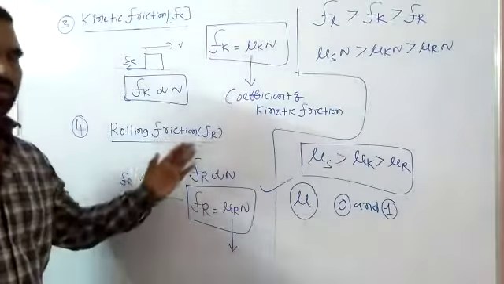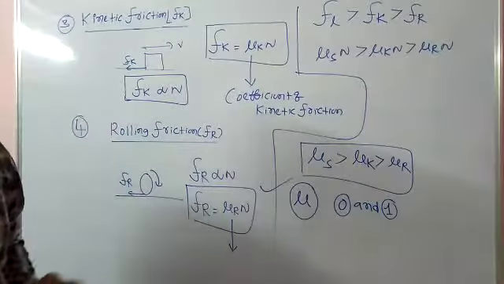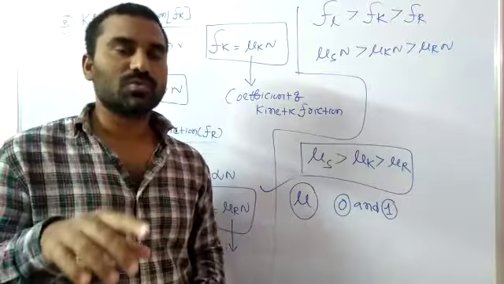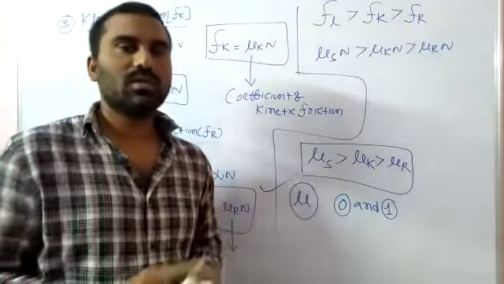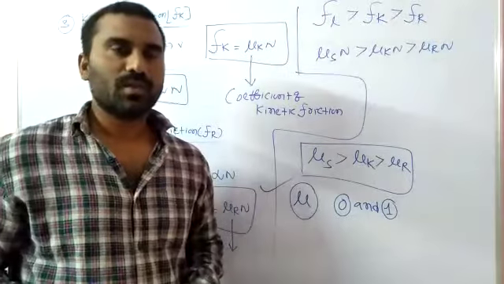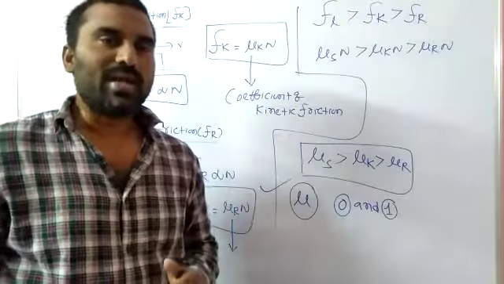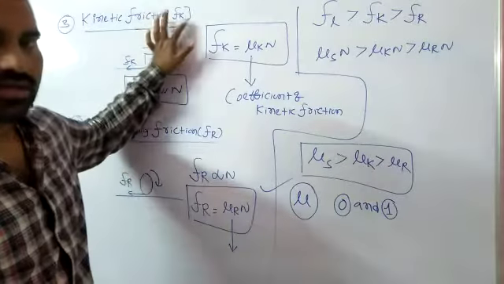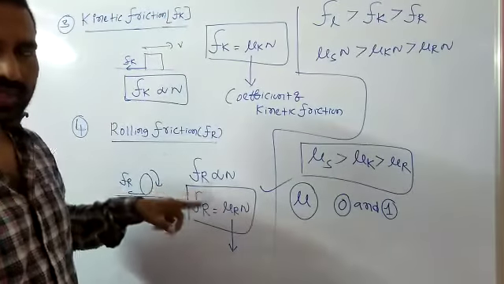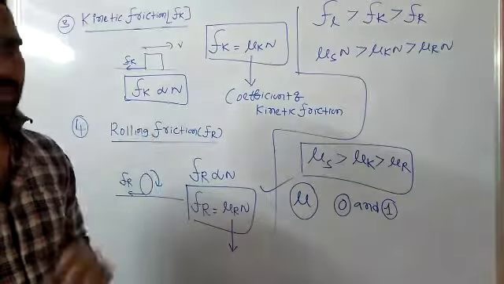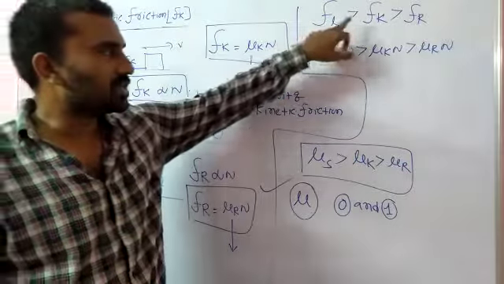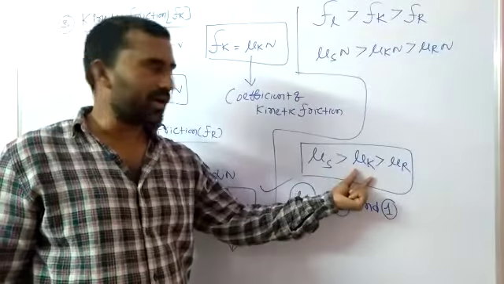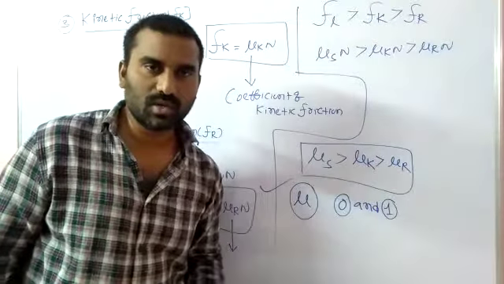That is about static friction, limiting friction, kinetic friction and rolling friction. Whenever a block is at rest by applying force, the friction present is called static friction. Whenever the block is ready to slide, the maximum static friction is called limiting friction. Whenever the body is in motion, it is kinetic friction. Whenever the body is rolling, it is rolling friction. Limiting friction is greater than kinetic, which is greater than rolling. The coefficient of static friction is greater than the coefficient of kinetic friction, which is greater than the coefficient of rolling friction.